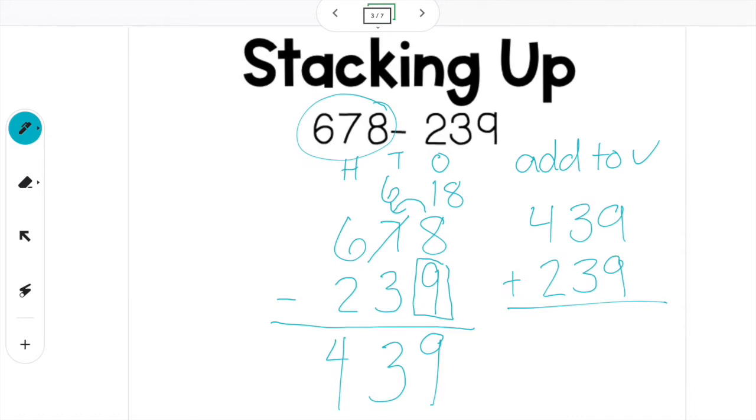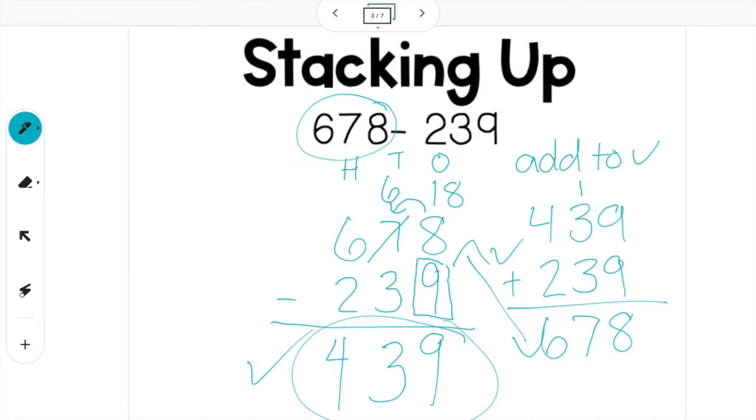9 plus 9 is 18, so that's 8. I have a 1, so I need to put the 1 on top of the 10s place. 1 plus 3 is 4. 4 plus 3 is 7. And then 4 plus 2 is going to be 6. So those answers match, which means 439 is a good answer.